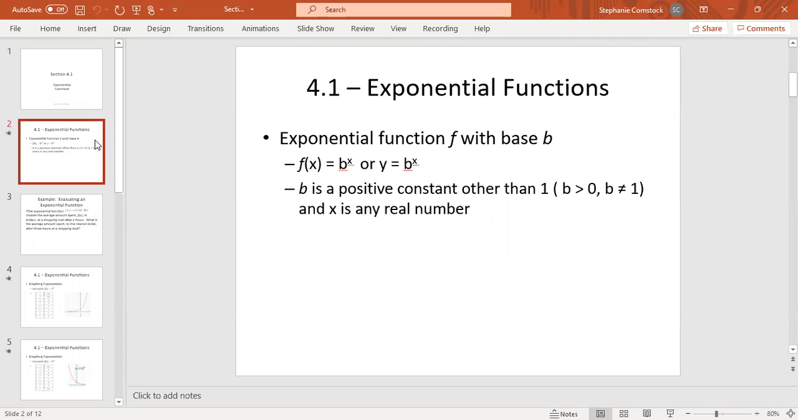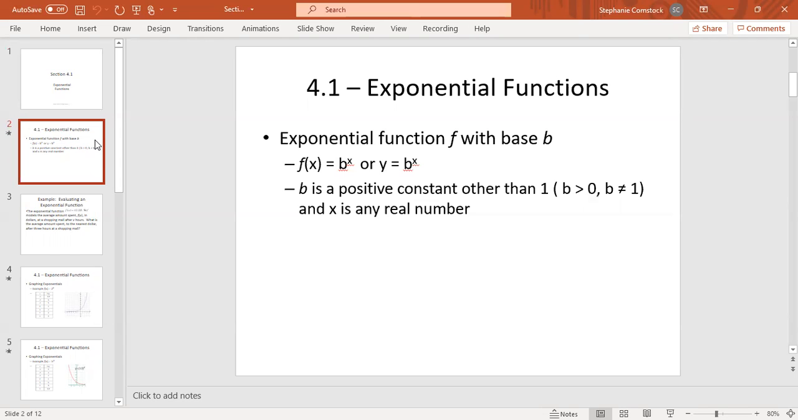So a base could be something like 2. We'd be looking at 2 to the first, 2 squared, 2 cubed, 2 to the fourth. But there are other numbers that can also be used. It's either going to be f of x, if we're talking about function notation, equals b to the x, or y equals b to the x.